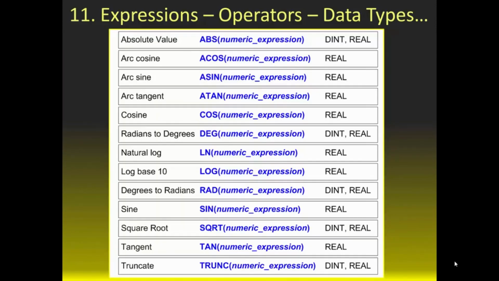Here are, again, expressions, operators, and data types. So you can see these are all numeric expression operators. We mentioned these before. And notice that some of them you would use a double integer or a real, and others you can only use a real. You're probably thinking, why can I only use a real for some of these trigonometric functions? Well, that's because it's going to come back as a floating point. It's not always going to be a whole number. I think you knew that.